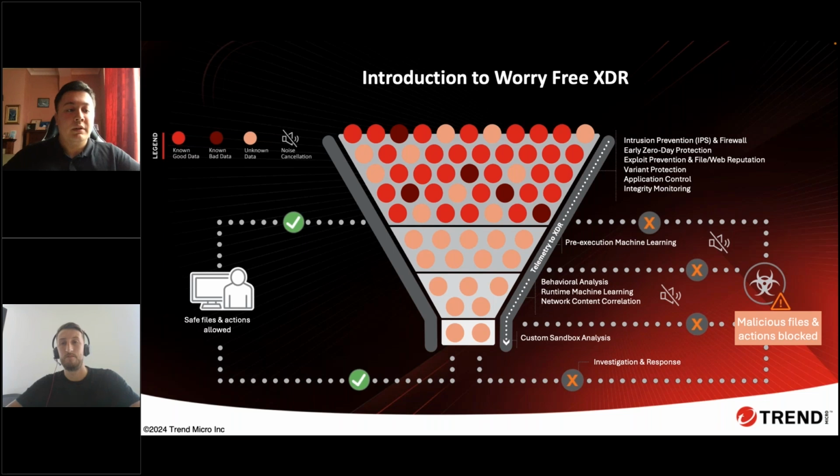If we know it's good, then it will go through the left, and those safe files and actions will be allowed. So it's just a nice way to think of how the data is processed. You need to make sure it goes through the different checks to see, is it safe, is it allowed through, is it malicious, can we block it? So this is just one example of how we utilize the different security controls.